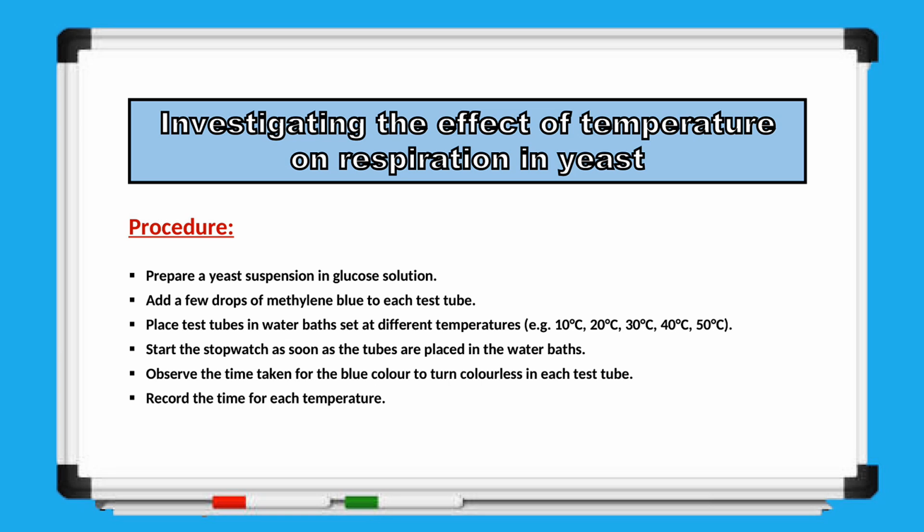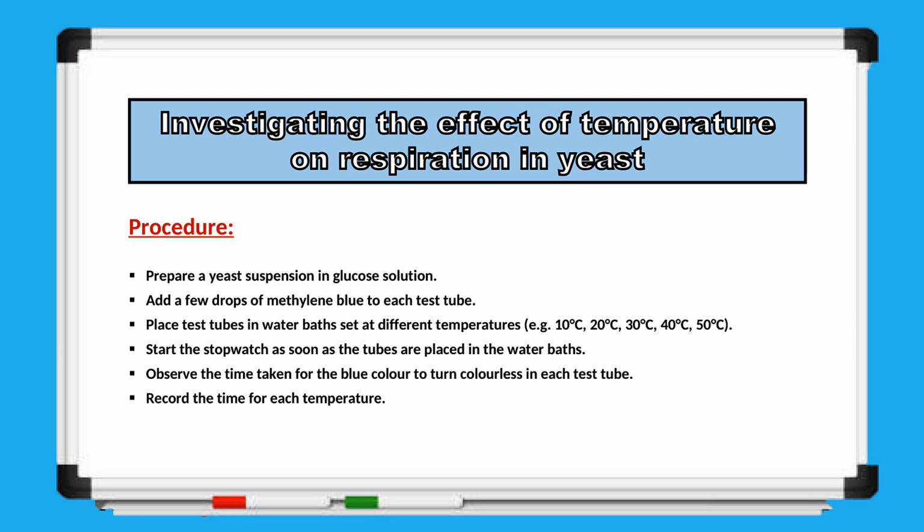Next, the test tubes are placed in water baths set at different temperatures. This is done to investigate how temperature affects the rate of respiration. As soon as the tubes are placed in the water baths, a stopwatch is started to measure how long it takes for the blue dye to become colorless. Observing the time taken for the color change gives us a direct measure of the yeast's respiration rate.